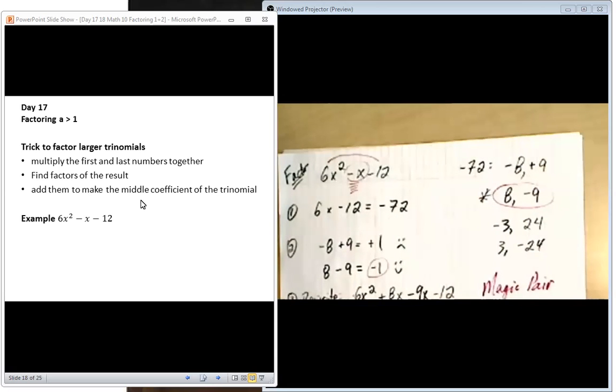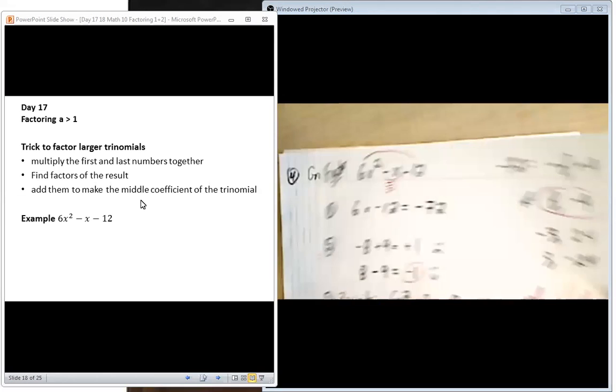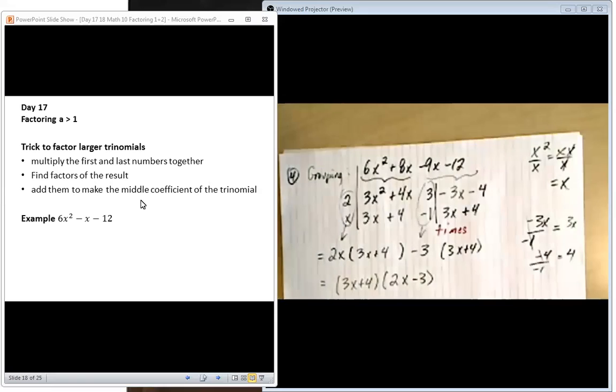So we use the numbers, the magic pair, to rewrite it. We have 4 terms, and so we factor with grouping, which is all the second page there, just like last day's homework, right? Finish it up to the end, and that gets one of these.